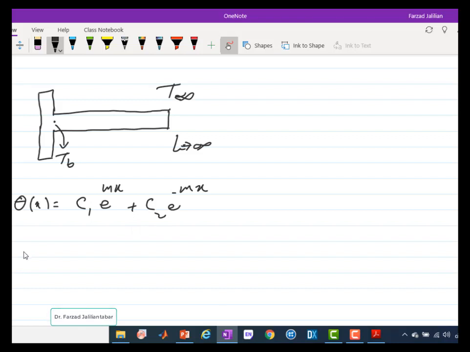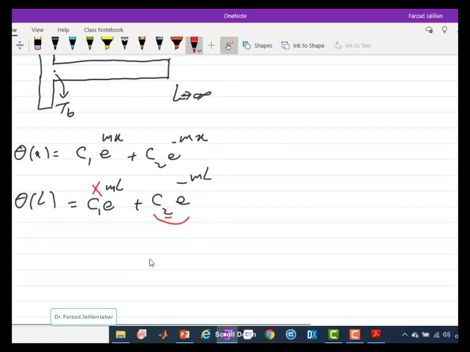When we have theta L, or temperature excess at L, we can write C1 e power ml plus C2 e power negative ml. But as you may guess, we cannot have this term because, as I said before, L is approaching infinite value, so this cannot satisfy this equation. So we can only have this C2. So let's see how we can find this C2.